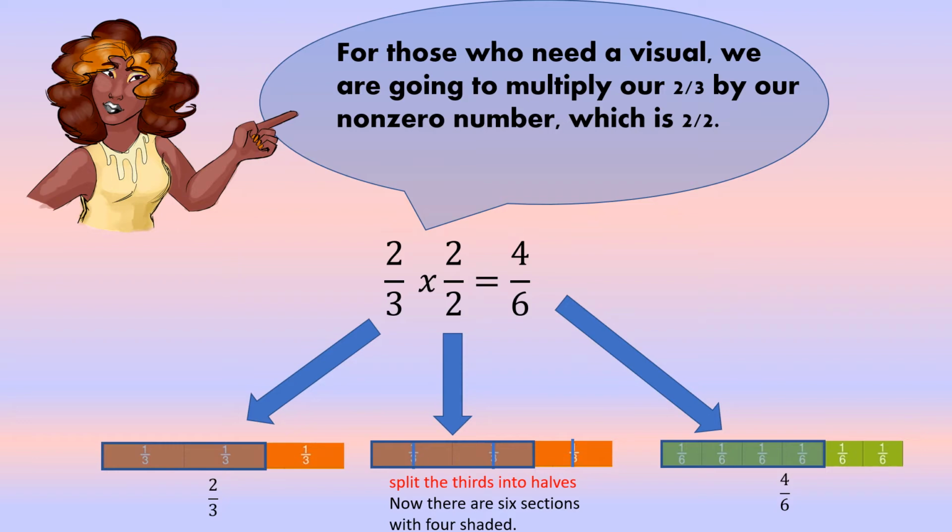And if we look at our last arrow, it represents 4/6. There are 6 sections and 4 are shaded in. So let's go back to the second arrow. Our second arrow is equivalent to our third arrow. They both represent 4/6.